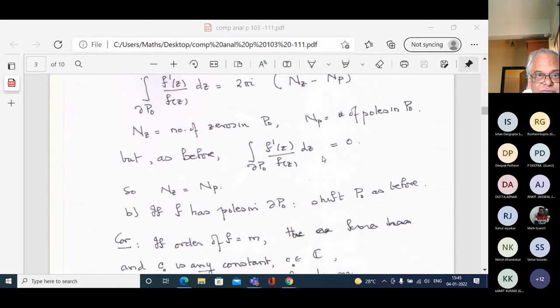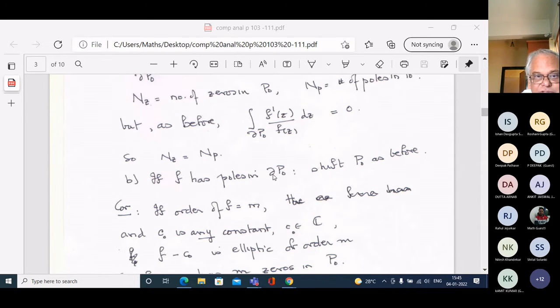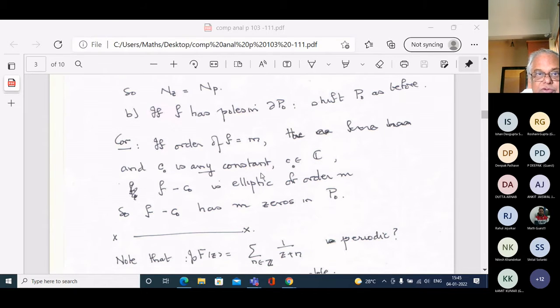And therefore, the number of poles is equal to the number of zeros. If you have anything on the boundary, just shift it. So if the order of f is m, you take f minus c naught, where c naught is any complex number. If f is elliptic of order m, then f minus c naught is also elliptic of order m, and therefore f minus c naught has m zeros. We are going to need this very soon.